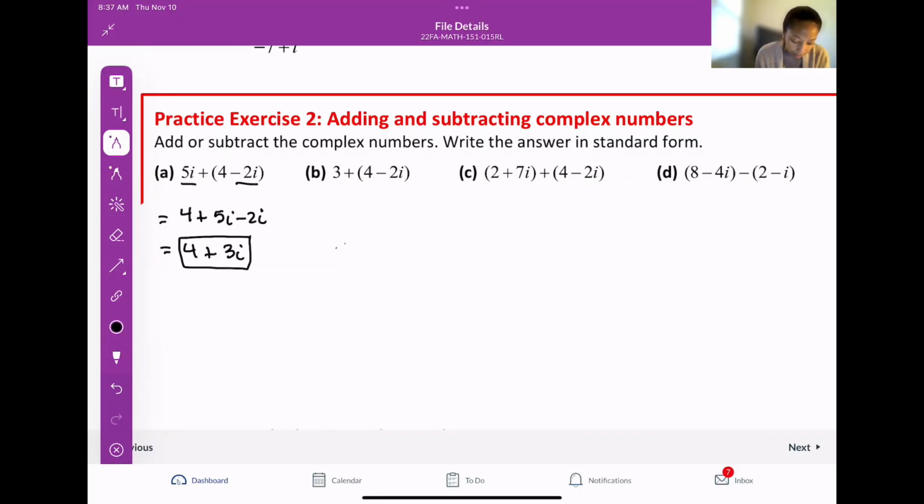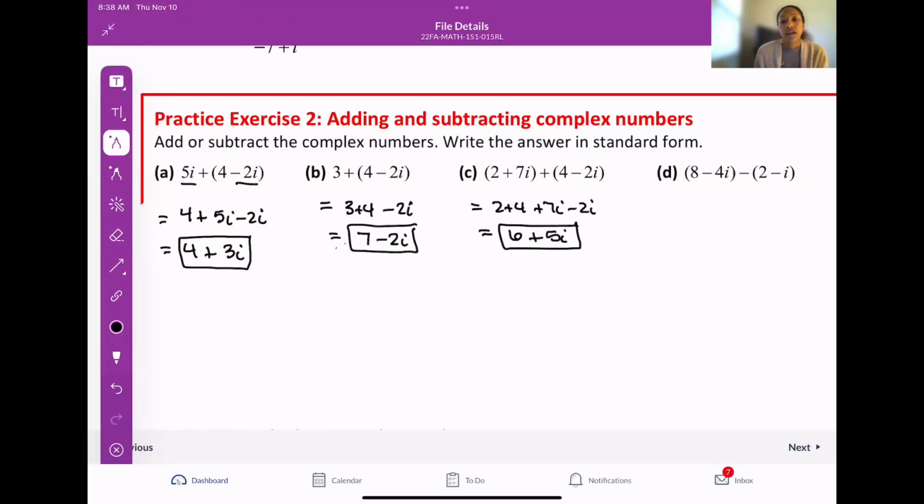For part B, 3 plus 4 minus 2i, we can add the 3 plus 4 together and then subtract the 2i. 3 plus 4 is 7. So this is 7 minus 2i. All right, part C has 2 imaginary parts and 2 real parts. 2 plus 7i plus 4 minus 2i. This would be 2 plus 4 plus 7i minus 2i. That's 6 plus 5i.